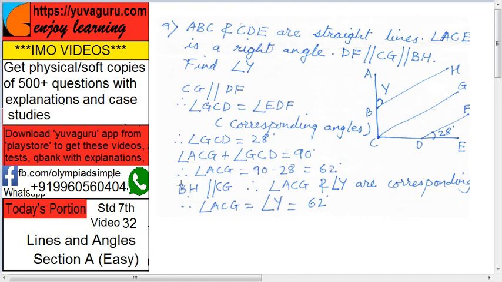Now BH is parallel to CG, so angle ACG and angle Y are corresponding angles. So they are equal. So ACG equals Y, which equals 62 degrees.